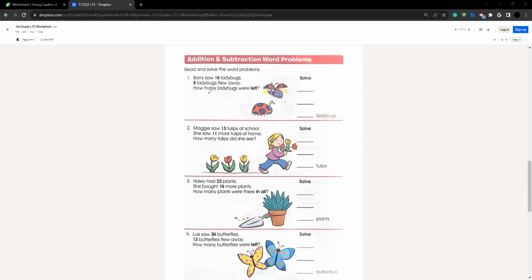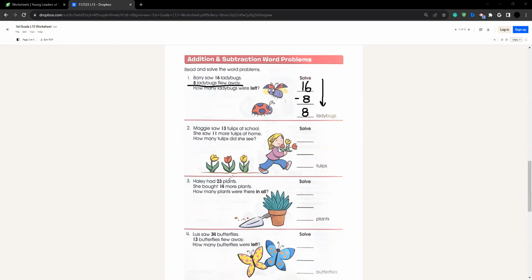Barry saw 16 ladybugs. 8 ladybugs flew away. How many ladybugs were left? It's set up vertically, so that means we need to do top to bottom equations. We put our total up here, so 16 total, and 8 ladybugs flew away. That means they left, right? So minus 8. 16 minus 8 is 8. We know that from our addition table.